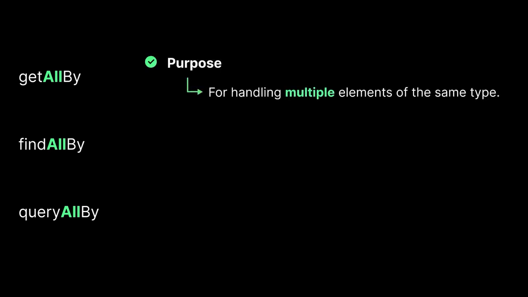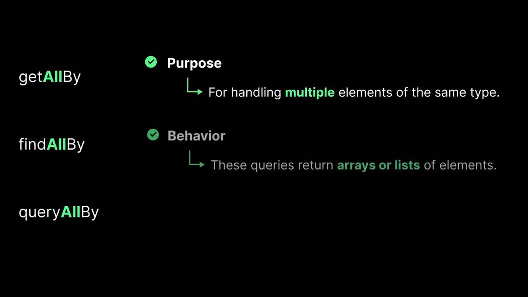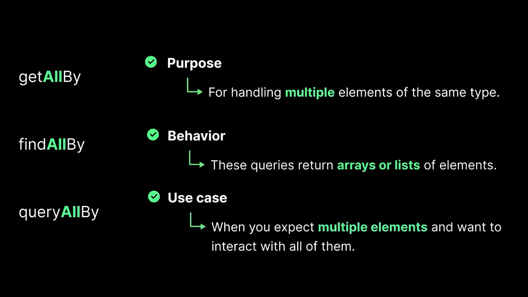Then we can use all of them with all. So we have get all by, then we have find all by, and then we have query all by. We can use all of them for handling multiple elements at the same time. The behavior is that they return an array or list of elements, and the use case is when you expect multiple elements and want to interact with all of them. So that was it about the get by, find by, query by, and get all by, find all by, and query all by. Let me just show you all of them in a diagram.